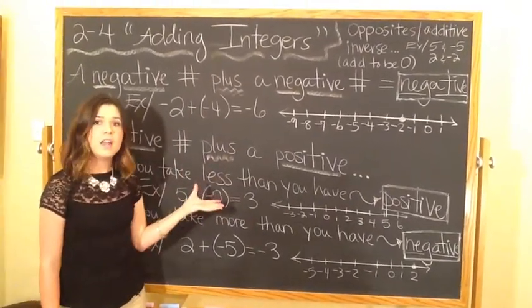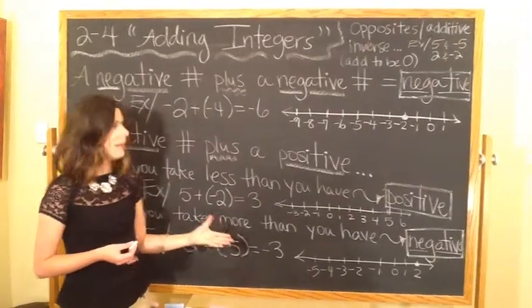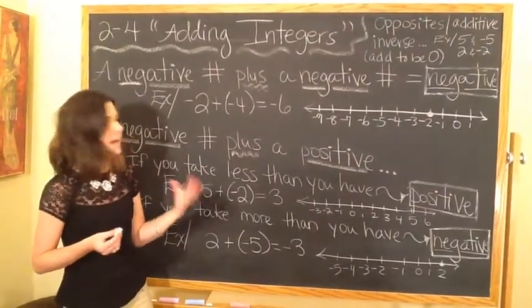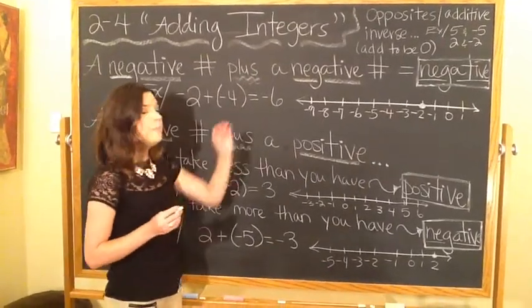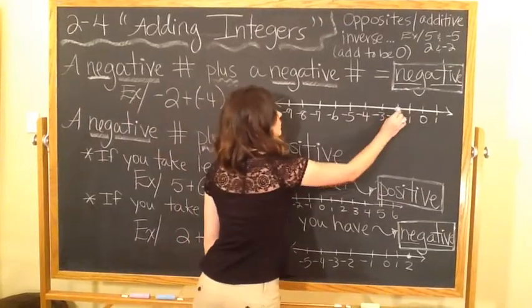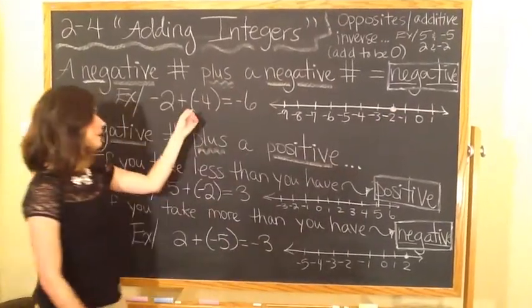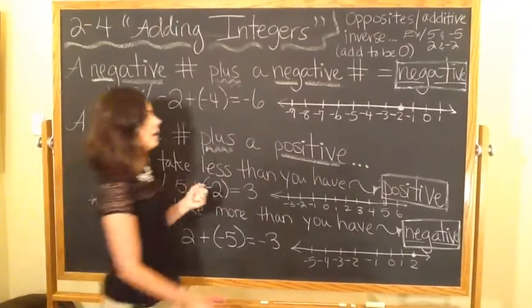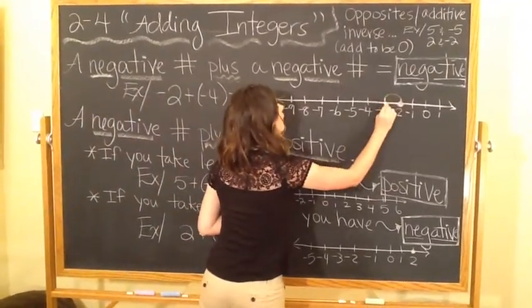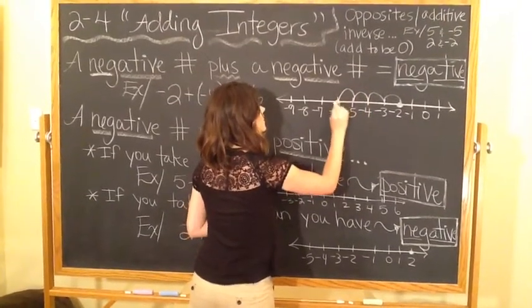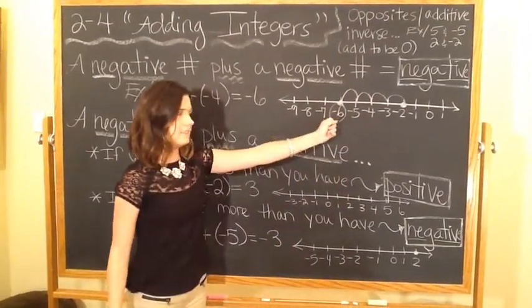Now, what does it look like on a number line when this is happening? Because it's kind of hard to picture in our head subtracting negatives and adding negative stuff like that. So let's go ahead and picture it on the graph. Negative 2, so I'm going to start at negative 2 right here. And I'm going to add a negative 4 or take 4 away. So I'm going to go over 1, 2, 3, 4. And you will see why my answer is negative 6.